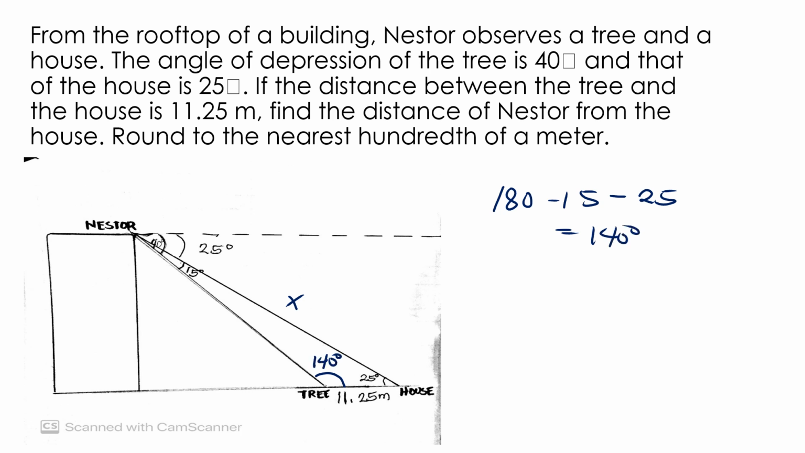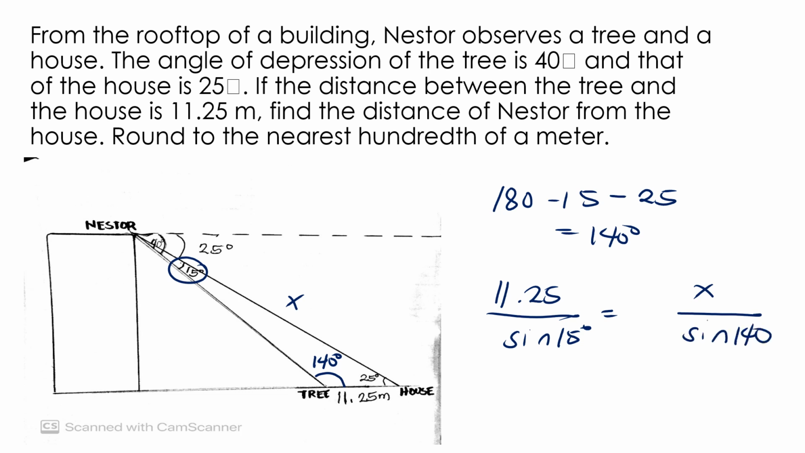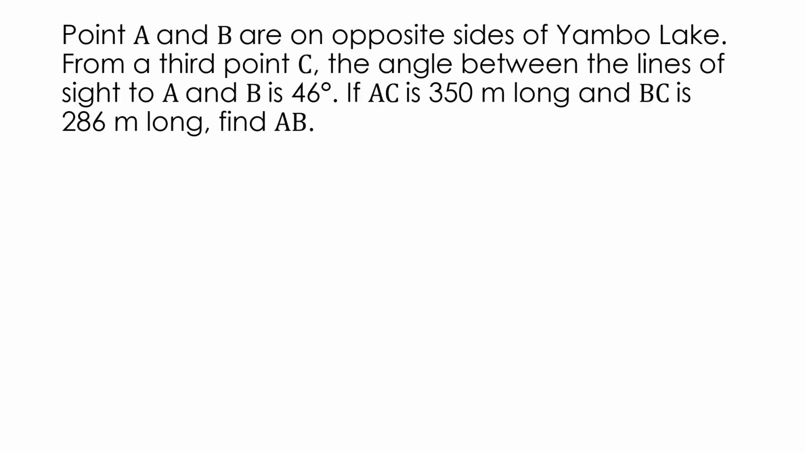So to find that x, we're going to pair 15 with 11.25. So it's 11.25 over sine 15 degrees is equal to the value of our x over sine 140. Simply cross multiply and you're going to have the answer.